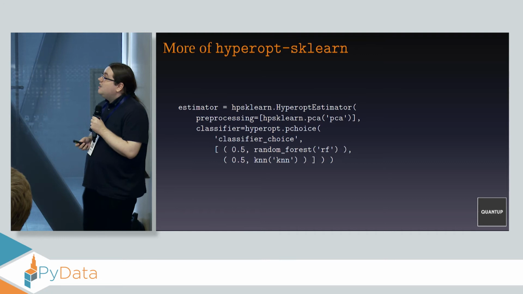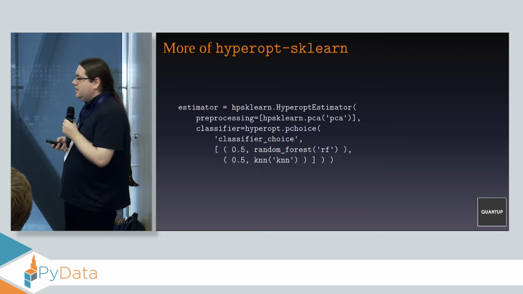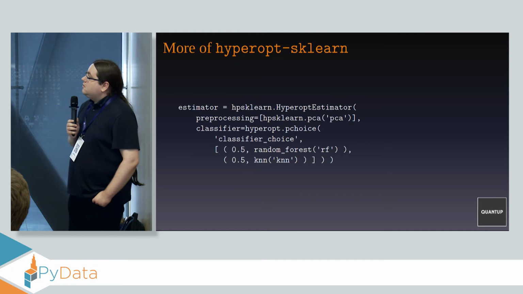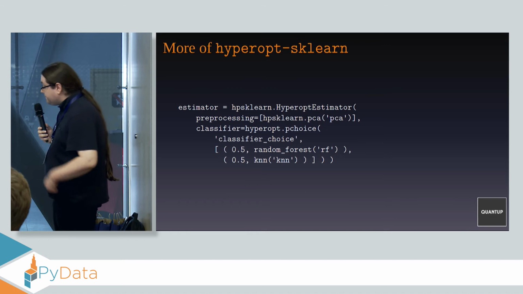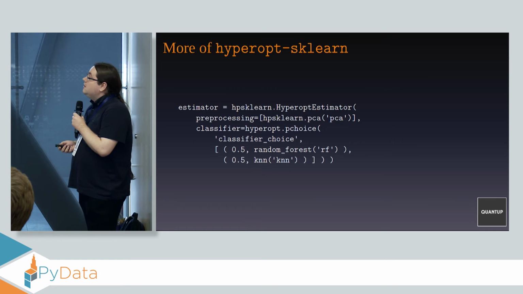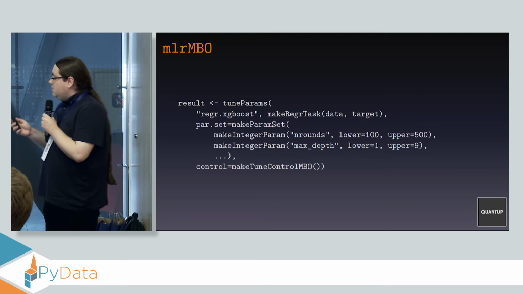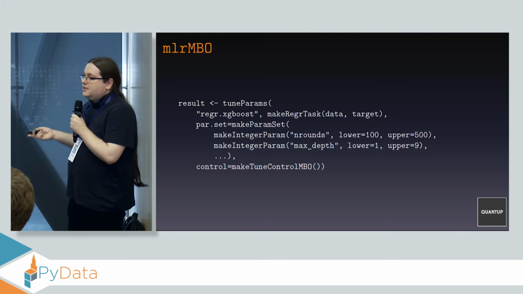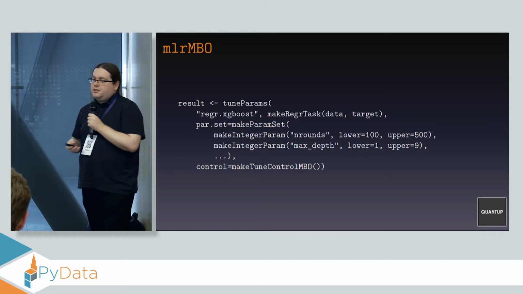This is how you can actually specify more of the task. For example, here I decided to try random forests and KNNs only, and asked HyperOpt to also use PCA as a preprocessing step optionally. And it will also tune all the necessary hyperparameters inside random forest or KNN. In mlrMBO, the only difference between not using MBO and using model-based optimization is this last line. You add this last line, and you get all the tuning using MBO instead of, let's say, grid search or random search.